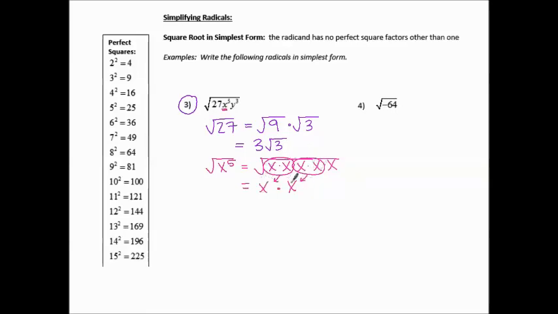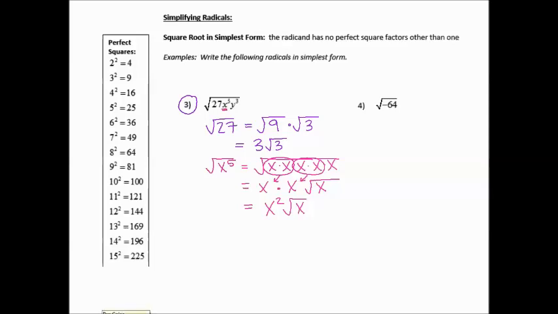Another pair, I have another x. And I have this one that's left over. x times x is the same as x squared. And I have left over my square root of x. I check to make sure there are no pairs left, and that is as simple as my x's can get.